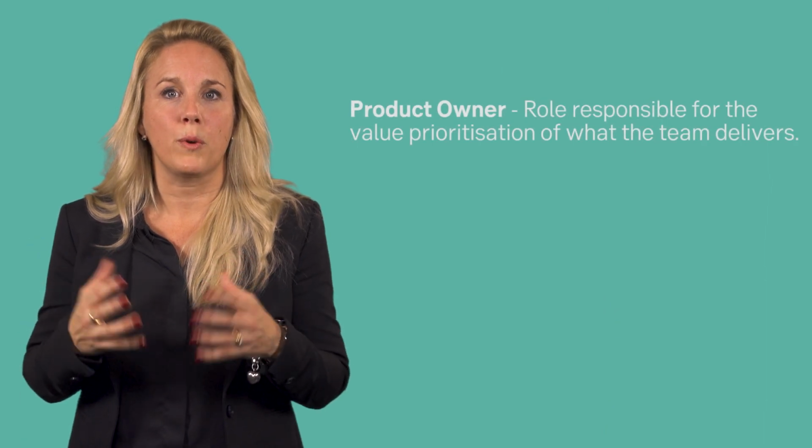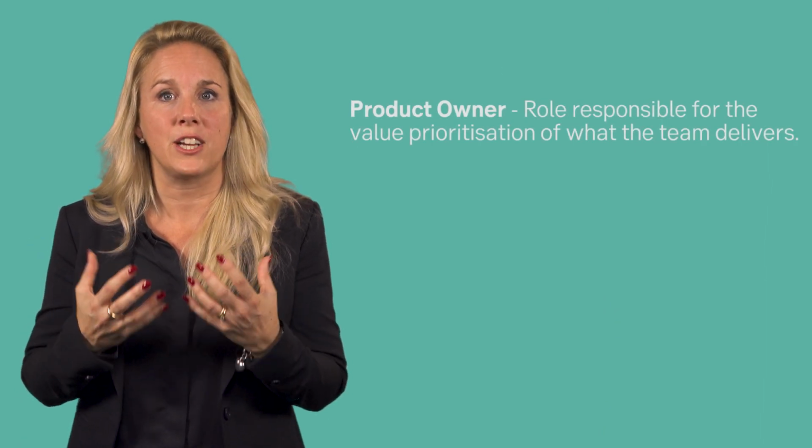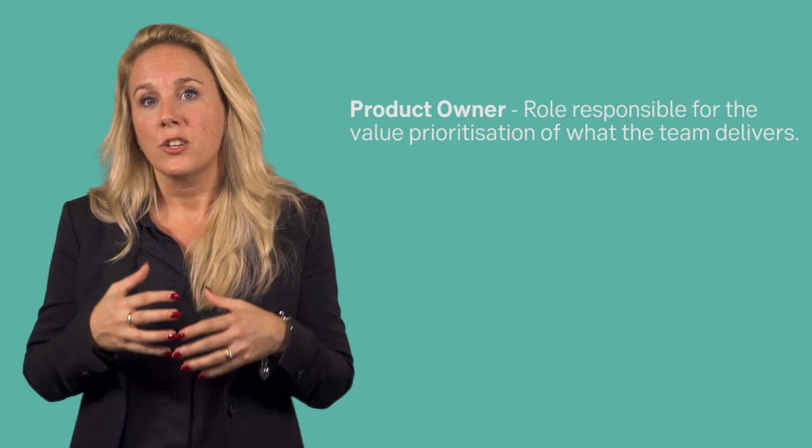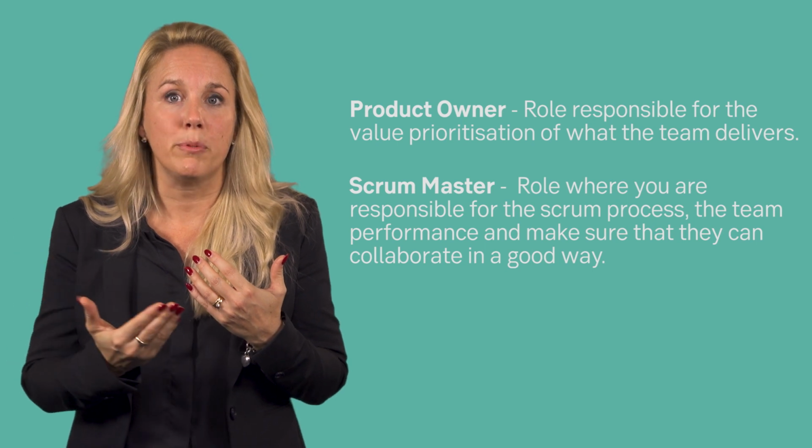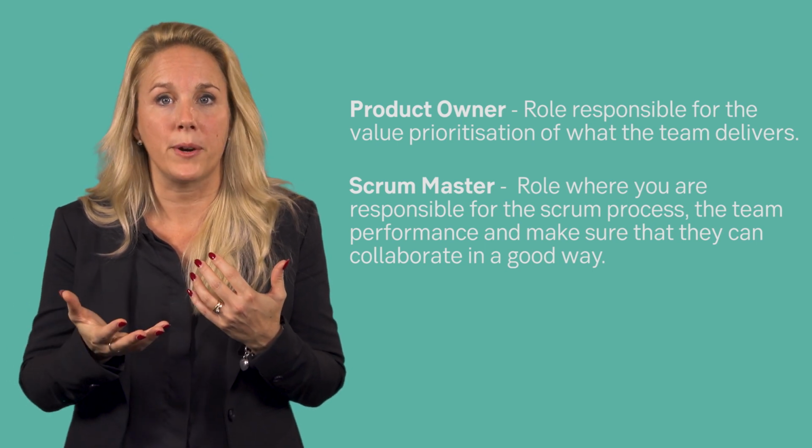Product owner is the role where you're responsible for the value and prioritization of what the team delivers. Scrum Master is the role where you're responsible for the Scrum process and the team performance, making sure that they can collaborate in a good way.